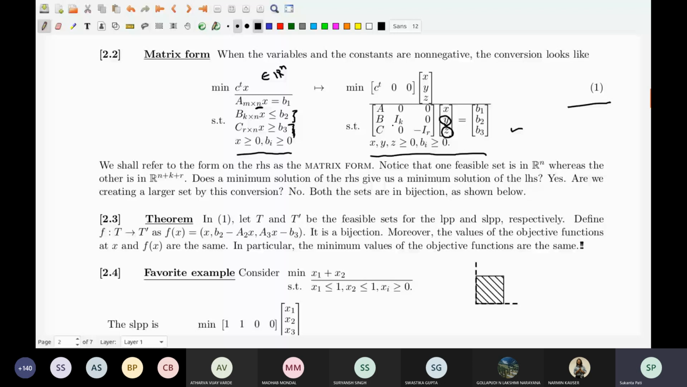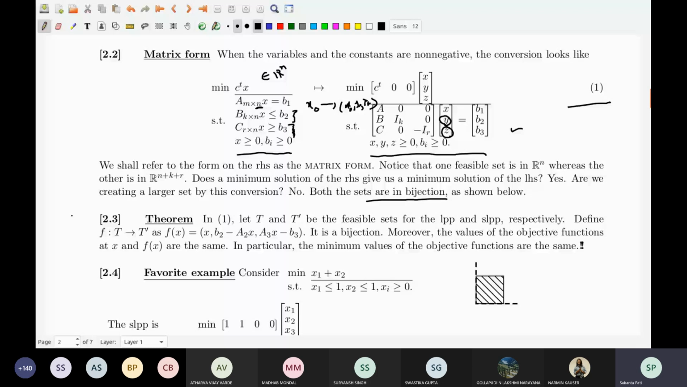Not only that, if x is one point here, or x naught is one point here, that corresponds to x naught, y naught, and z naught. Then the cost over here is C transpose X naught, and the cost over here is also C transpose X naught on the right hand side. So it basically means one point from the left has been mapped to one point on the right on that higher dimensional problem, whereas the costs have remained the same. So therefore we are fine. That is the theorem 2.3, that is what it says, and it is very easy to show. Wherever you see this symbol, it basically means it is a very easy routine to do.